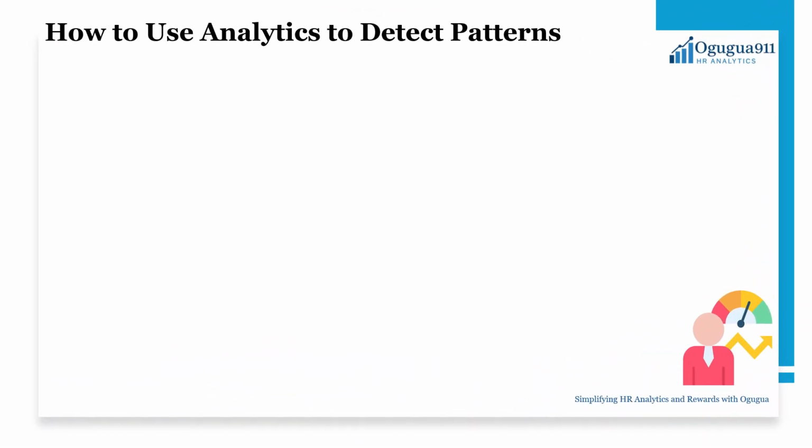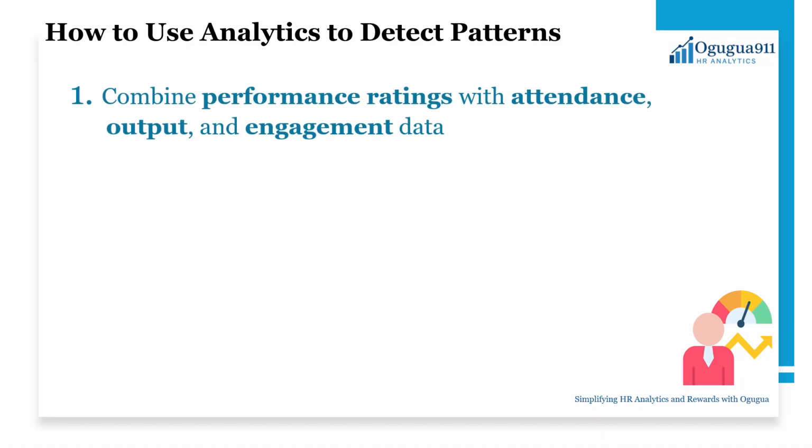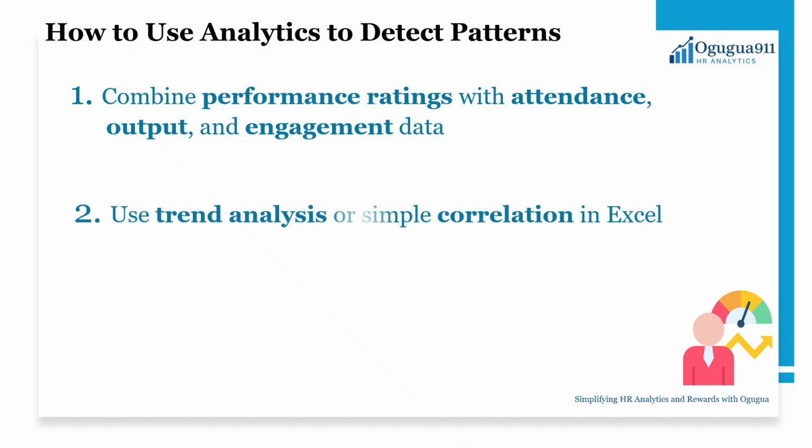We have just discussed the indicators of underperformance. So let's use analytics to detect patterns. Firstly, combine performance ratings with attendance, your output data, and even engagement data. Then use trend analysis or simple correlation in Excel to identify early warning signs. In our previous video, I showed the practical way of computing correlation in Excel.